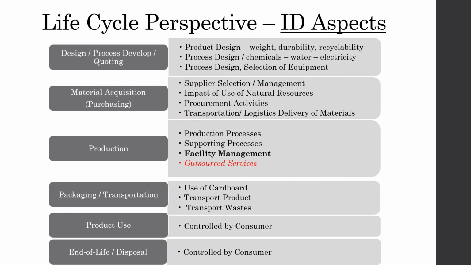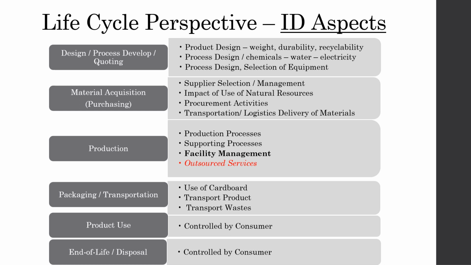So here are the stages of the life cycle of our product, and depending on the organization, we may be design responsible or not. If not, we definitely design the processes to build the product and consider that through the quoting process as well. So what are the activities? Well, it could be product design, process design, selection of equipment, and it's these activities that can create environmental aspects. And the standard requires us to identify aspects from a life cycle perspective.